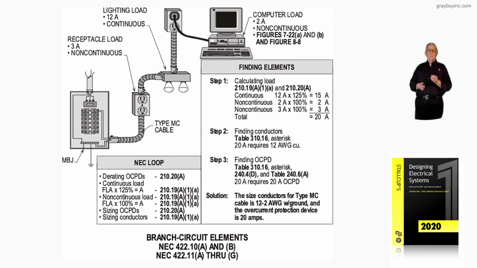So our answer and solution would match up with the requirements of 210.19(A)(1) and 210.20(A), to size these branch circuit elements to meet 422.10 A and B and 422.11 A through G. And that's what our figure 8-17 is illustrating to the designer or the installer.